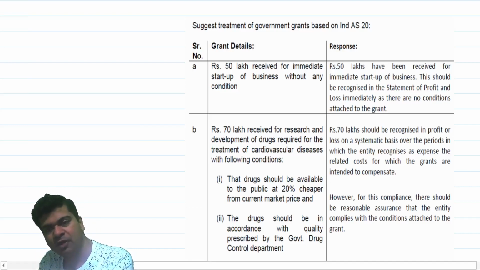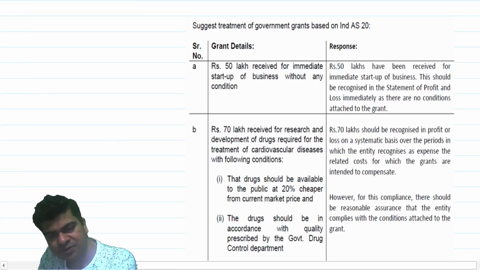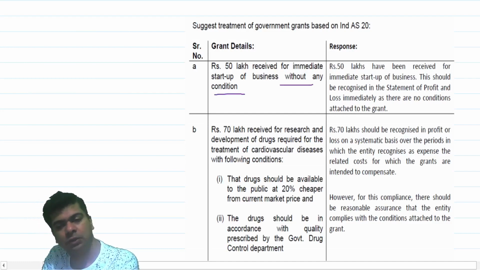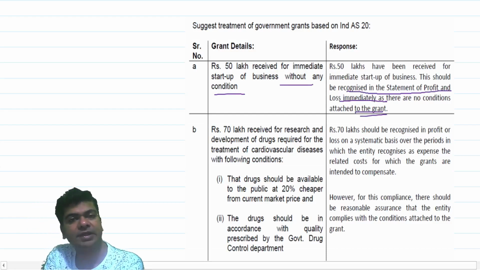Suggest treatment of government grants based on Ind AS 20. Rupees 50 lakhs received for immediate startup of business without any condition. Without any condition, you have to immediately transfer it to the profit and loss account. They are saying you should recognize it in the statement of profit and loss immediately, as there are no conditions attached to the grant.